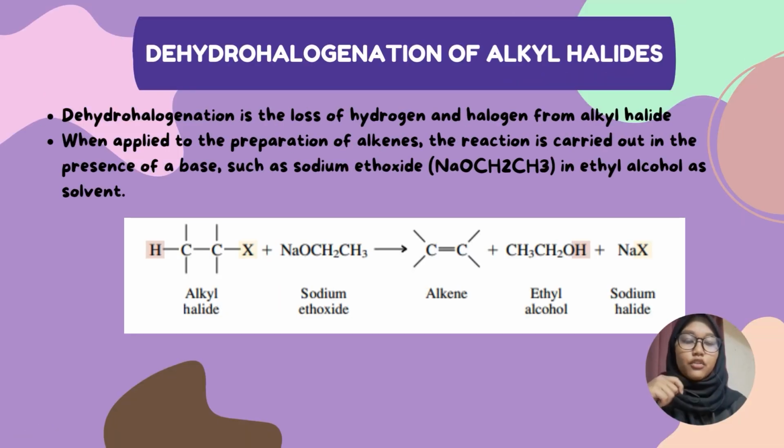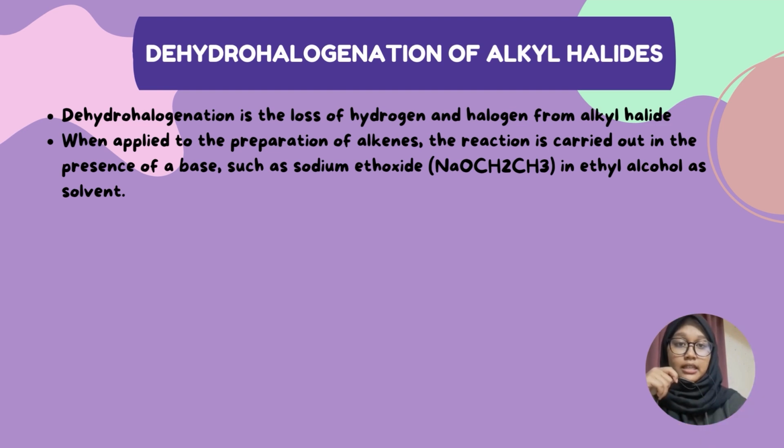Second is about dehydrohalogenation of alkyl halides. Dehydrohalogenation is the loss of hydrogen and halogen from alkyl halides. When applied to the preparation of alkenes, the reaction is carried out in the presence of a base, such as sodium ethoxide in ethyl alcohol as solvent. As an example, an alkyl halide reacts with sodium ethoxide and will produce an alkene, ethyl alcohol, and sodium halide. As you can notice, the hydrogen and halogen, which is X, will leave the group and an alkene is formed.